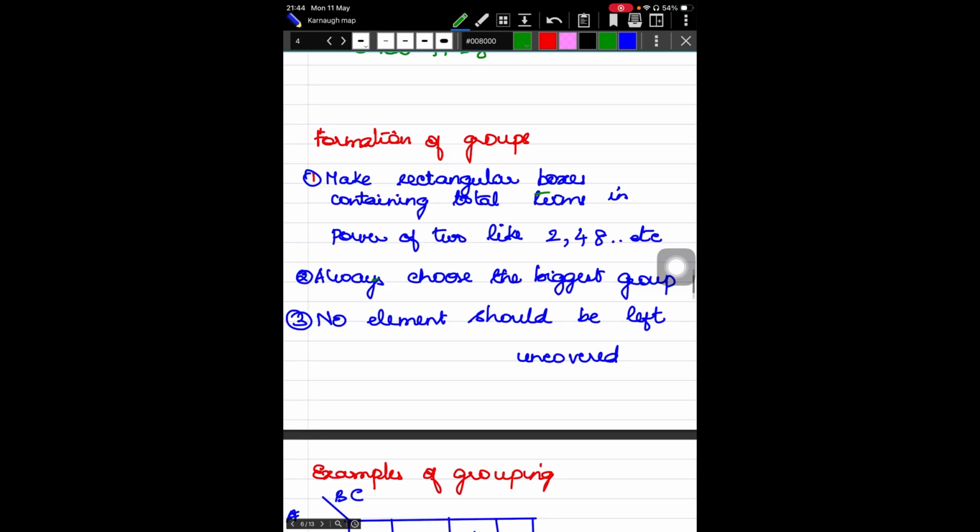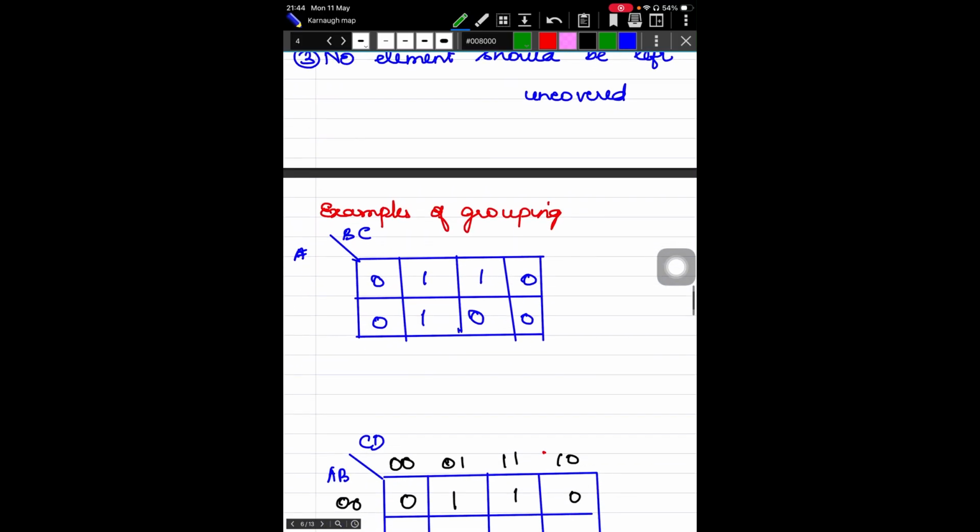Now, after forming the group, you should form the biggest group. Okay? And no element should be left uncovered. Okay? So, examples of grouping. Before going for the actual problems, we will look at some cases. We'll form the groups and then when we go to the problems, that will be simpler. Right? Okay, so I have plotted all the ones in my Karnaugh map. I am assuming that I initially had a truth table. From the truth table, I have got the Karnaugh map.